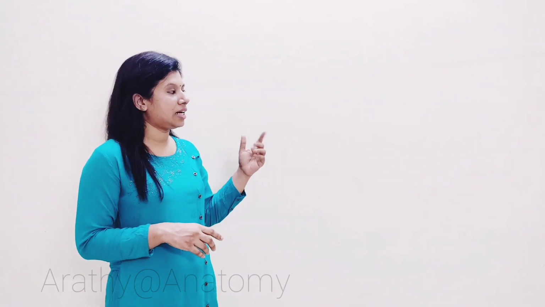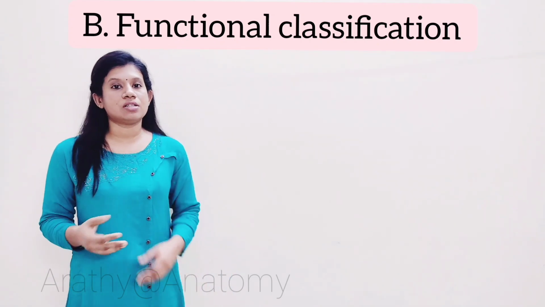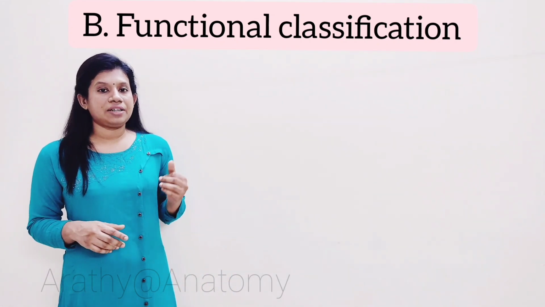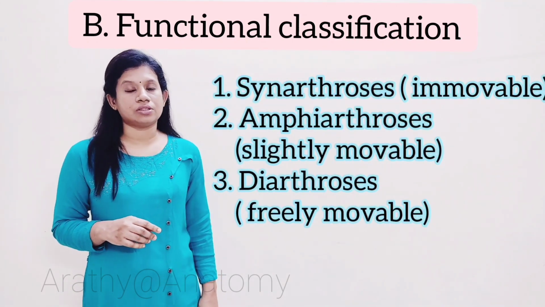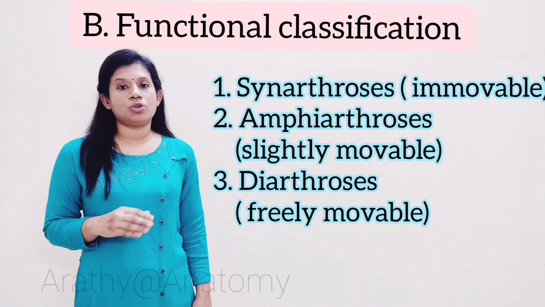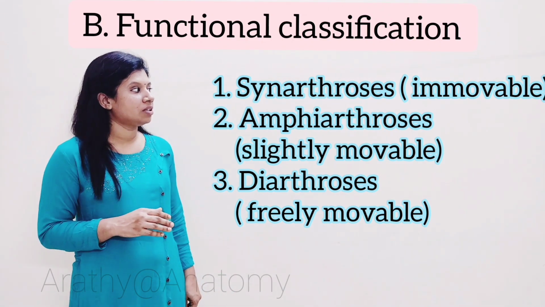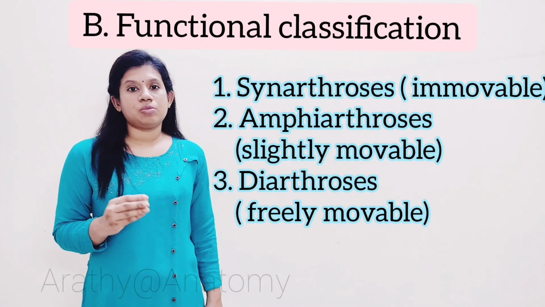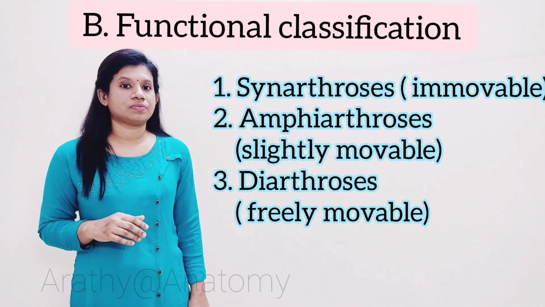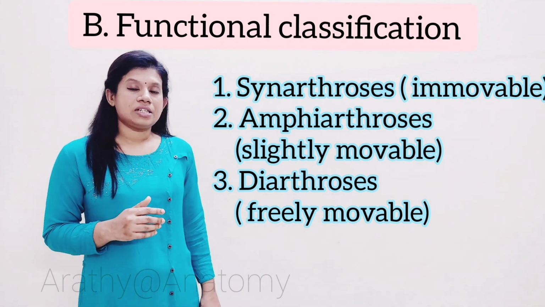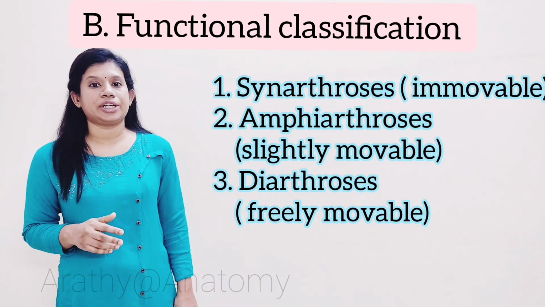Moving on to the second one, that is the functional classification. Functional classification means depending on its movement. It is mainly divided into three types: synarthrosis, amphiarthrosis and diarthrosis. Synarthrosis means no movement is possible, that is, it is immovable. Example for that is the skull type. Amphiarthrosis means slight movement is possible, especially the secondary cartilaginous joint. The last one is called diarthrosis. Diarthrosis means freely movable. Example, synovial joint type.